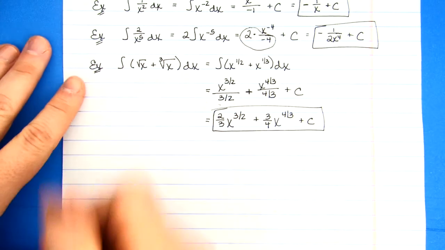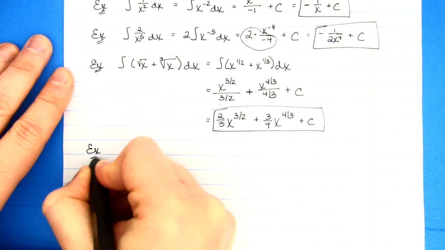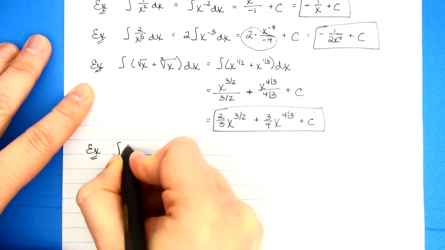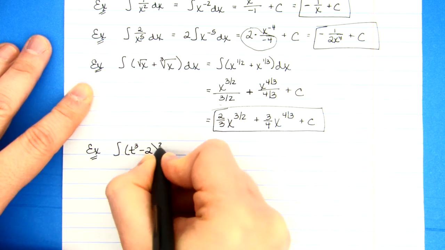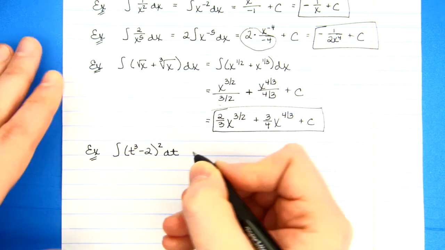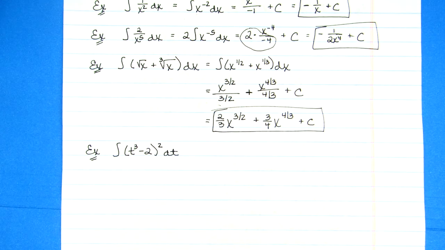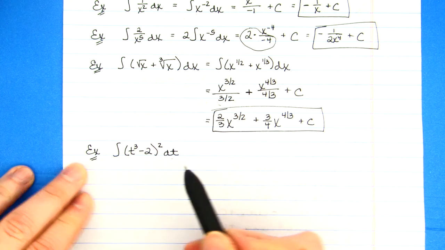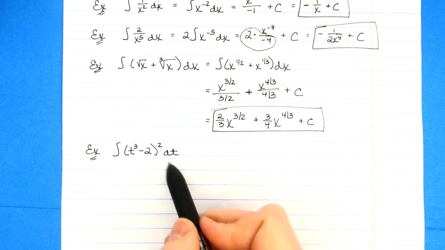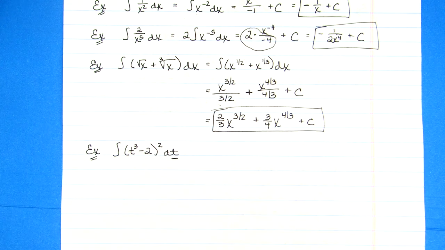Next, the integral of t to the 3rd minus 2 squared dt. By the way, t is now our variable, which I can see because my differential is dt rather than dx in there. The differential also tells you what the variable is. Anything else would be a constant.